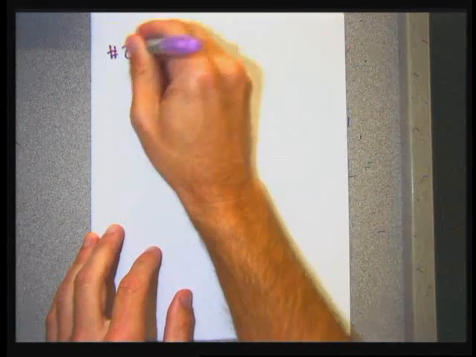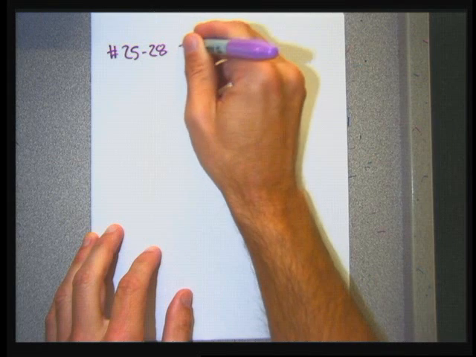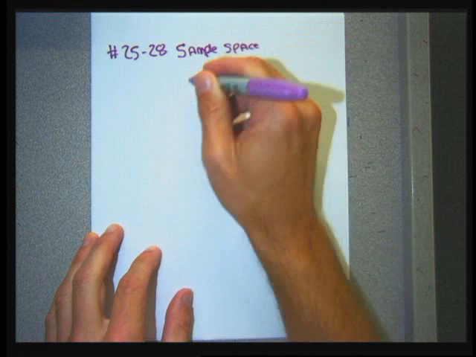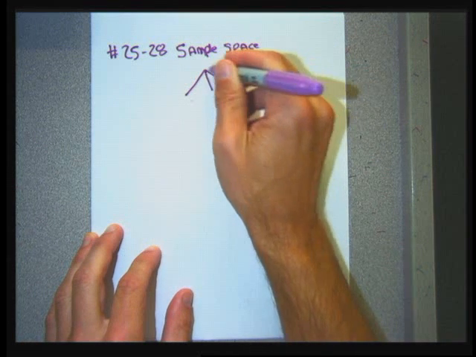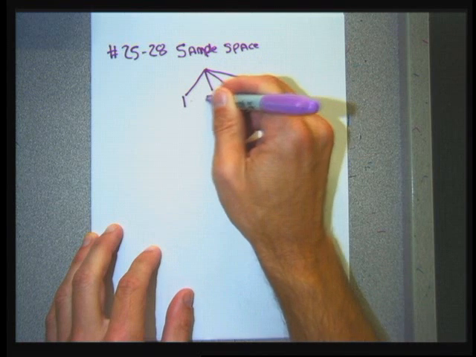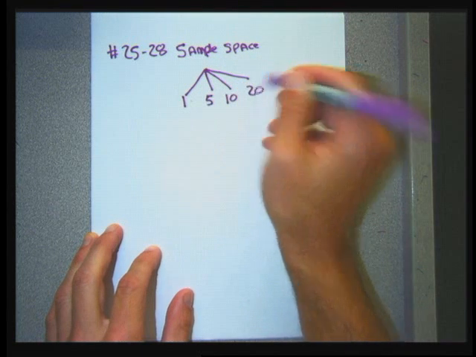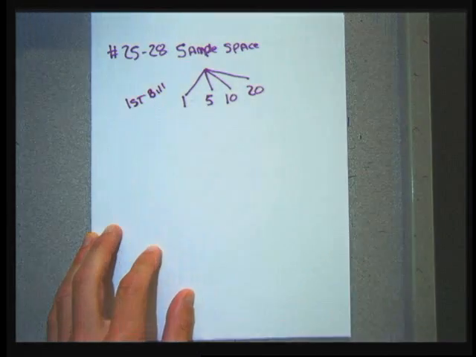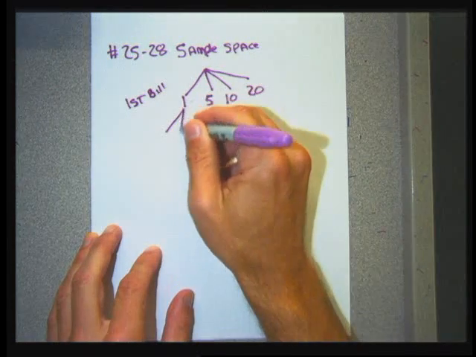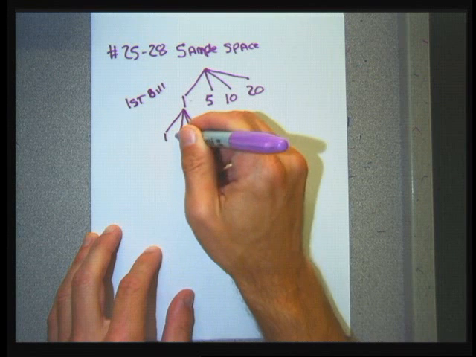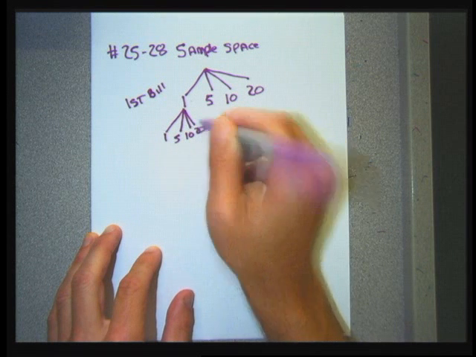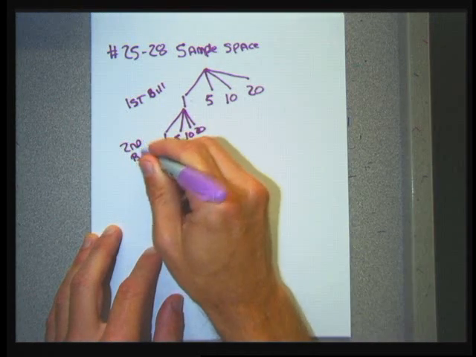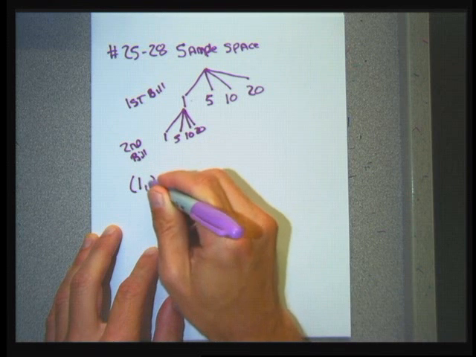So the sample space for problems 25 through 28: I'm putting these bills in a hat. I'm picking a bill, and there's one $1 bill, one $5 bill, one $10 bill, and one $20 bill. So this is going to be my first bill selected. And then it says with replacement. So if I pick the $1 bill and then put it back in the hat, when I go to pick a bill again, I still could get that $1 bill along with the 5, the 10, or the 20. So for my second bill, it could be a 1, 5, 10, or a 20.